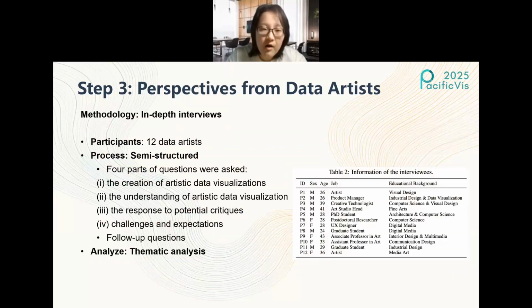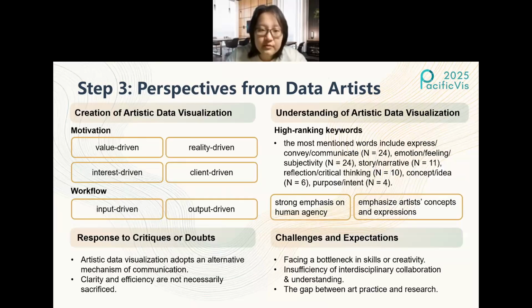So far, we have shown how artistic data visualization can be designed. But what about artists themselves? What motivates them? How do they think about their own work? To find out, we conducted interviews with 12 data artists. The interviews yielded rich findings.